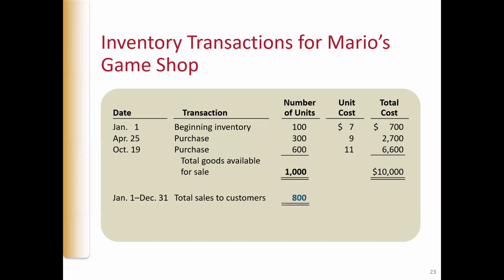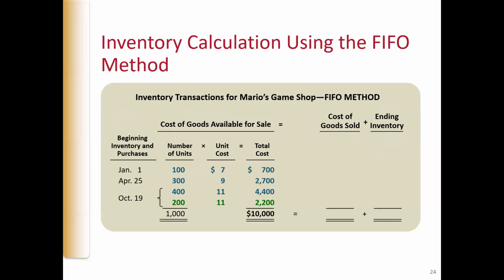What if during the year we sold 800 of these units? Okay, that's the plan. If we sold 800 of those units and there's 1,000 units available, then that means if we sold 800, we have 200 remaining in ending inventory. So we're going to look at these different methods. The first method we're going to talk about is called the FIFO method. The first inventory in is the first inventory we're going to sell. FIFO, first in is the first out.